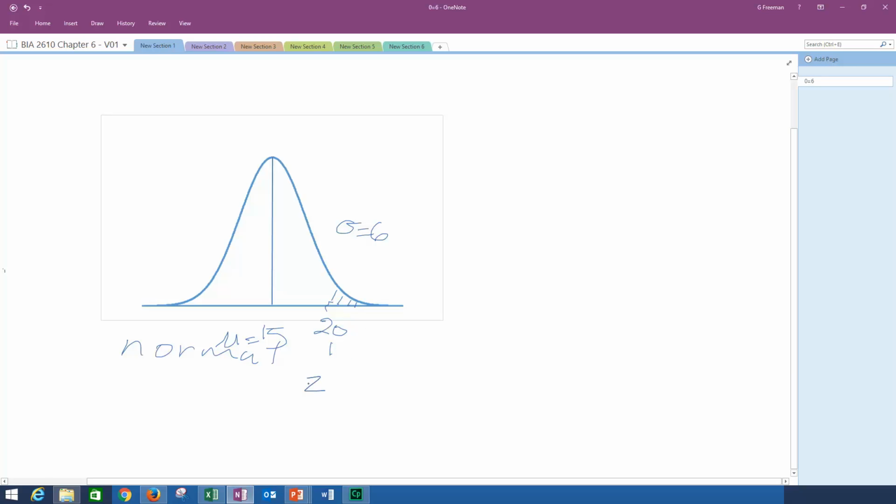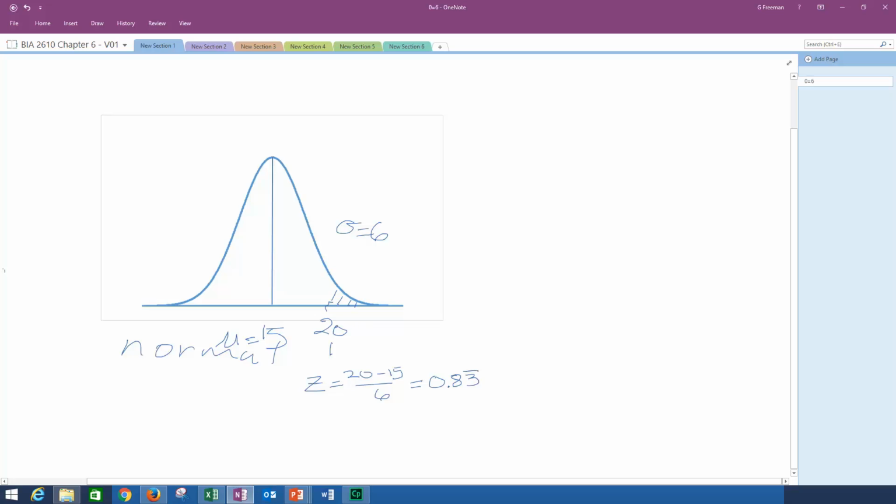So z is equal to the x value, which in this case is 20, minus the mean, which in this case is 15, divided by the standard deviation, which is 6. Now when you go through and do the arithmetic, you're going to get 0.83 with the 3 repeating forever. Now the Z table is only good to 2 decimal places. So we're going to look at the Z table and find the Z value for 0.83 and see what the probability is.